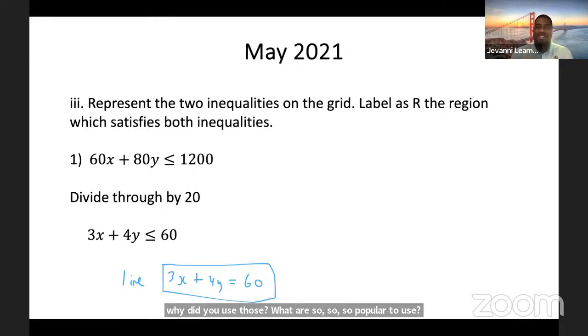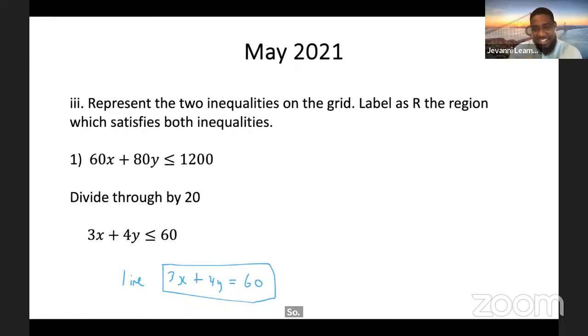Why are we using that? Why are we using the 0 on the x and the 15 on the y, the 20 on the x and 0 on the y? Why are we using those? Sir, because I worked it out. Oh, you worked it out. You just use random numbers and get to the answer? How did you arrive at that? Why did you use them?